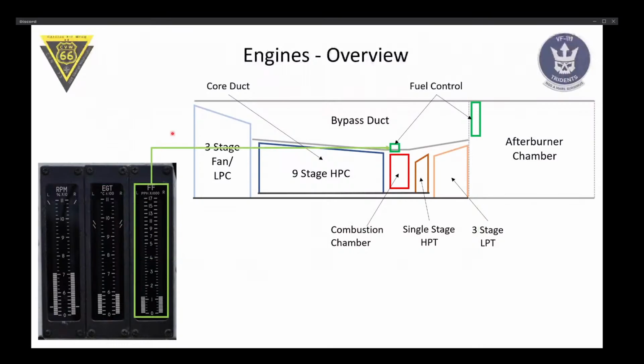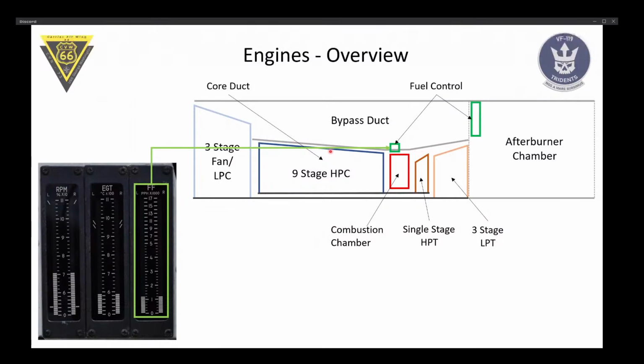And lastly, we have the fuel flow, which measures our fuel flow to the combustion chamber. It does not measure afterburning fuel flow, unlike in the F-16 where it does. But there's really no point in measuring this because it would go through the roof. So it measures only the fuel flow in mil power of the core engine, so to say.